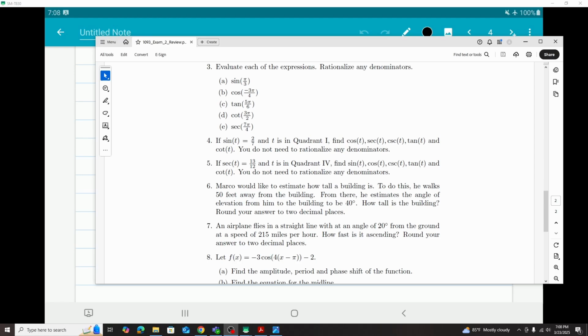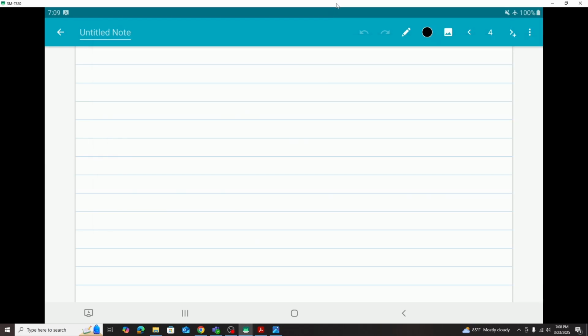Problem 4. If sine of t is 2 over 7 and t is in quadrant 1, find basically all the other 5 trig functions. And here it has a little bit of mercy on us. It says you don't need to rationalize any denominators. So let's set up our classic little chart here. This is just to keep things organized. As long as I can tell where everything is, it won't be a problem.